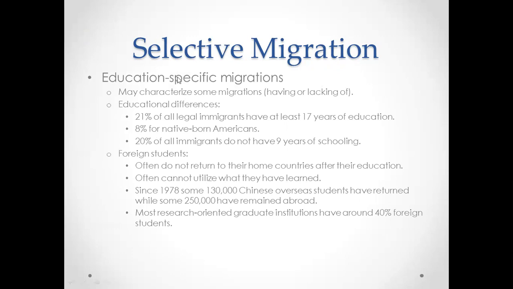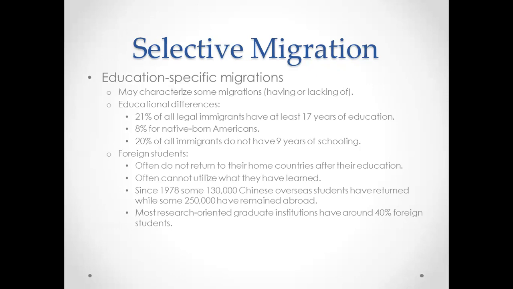Okay? Yung pangatlo, under selective migration ay yung tinatawag nating educational specific migrations. Okay? So this may characterize some migrations having or lack of schooling. Kasi walang paaralan doon. Okay? Hindi ganun kaganda yung paaralan na andoon sa area nila. Okay? And yung parents ay gustong bigyan ng magandang tinatawag nating future. Okay? Yung anak nila, yung iba, pinapapunta ng ibang bansa para mag-aral. Okay? Doon lang naman sa mga kaya. Okay?